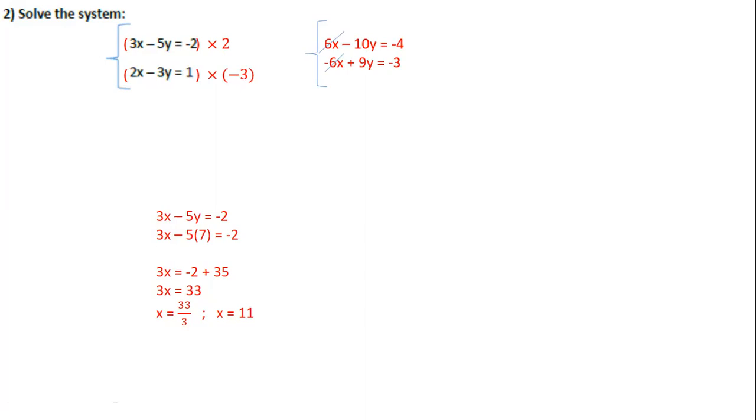It will be 1y, just y. Y or -y? Minus y. -y. -4 and -3 gives me what? -7. So this will be -y = -7. So y is equal to -7 over -1. So y is equal to 7. Okay, Alex?